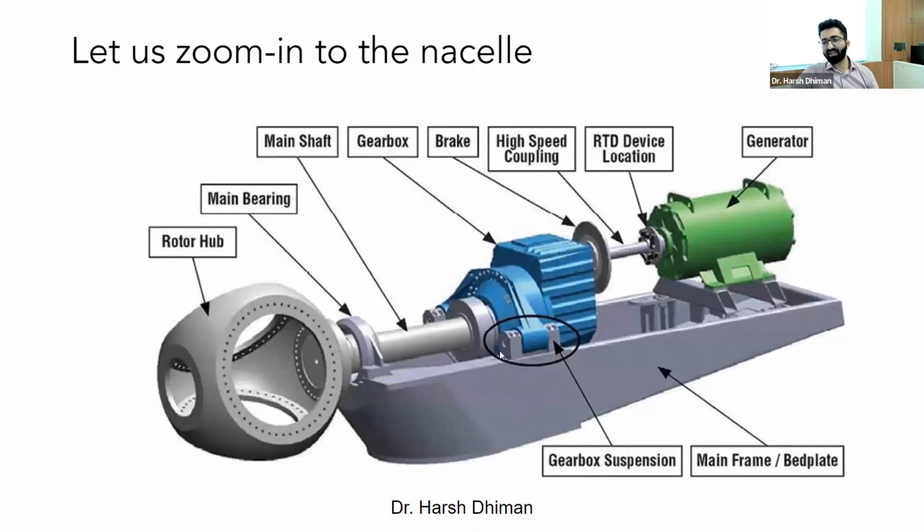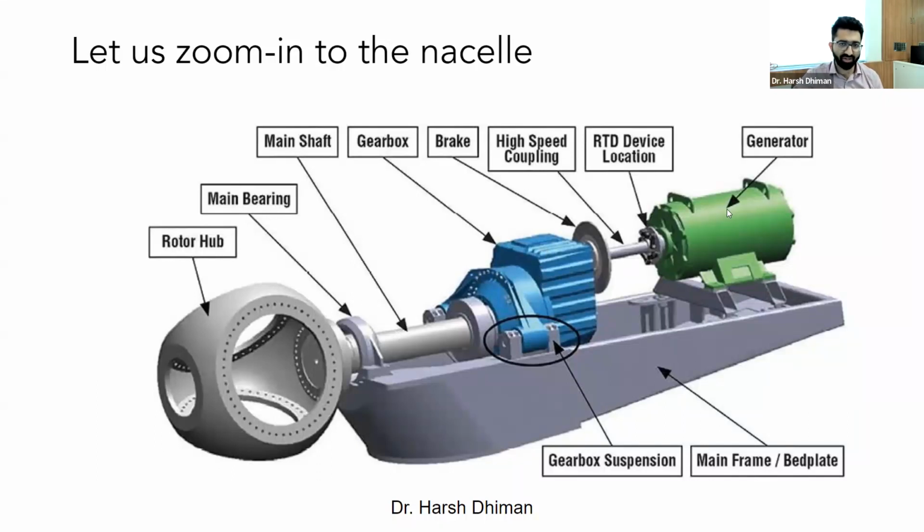So now let us look at the inside of the nacelle, what it looks like. You have essentially a rotor hub that binds all the rotor blades, and then you have a main bearing. The main bearing is connected to the gearbox via the main shaft. So this is the main shaft, where the majority of vibrations are transmitted via this shaft to the gearbox. And then this gearbox is connected to your generator.